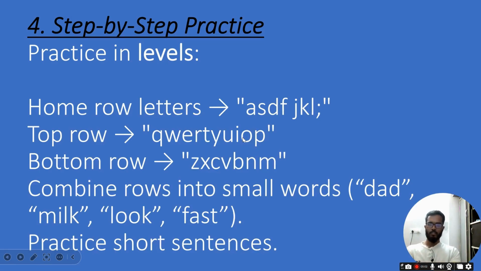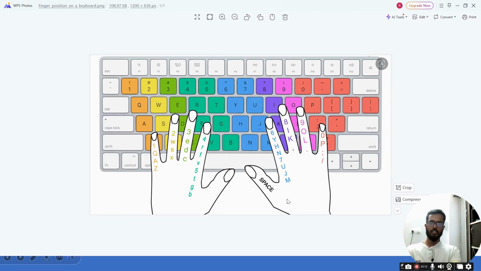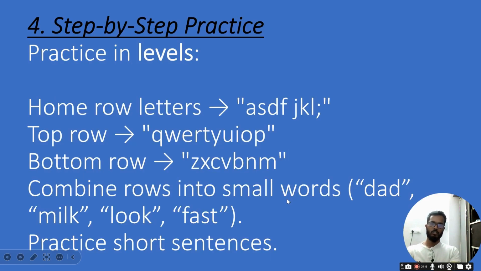In level 4, you should combine all these rows and try to type small words. And the last level is practicing short sentences with these three rows. Okay.